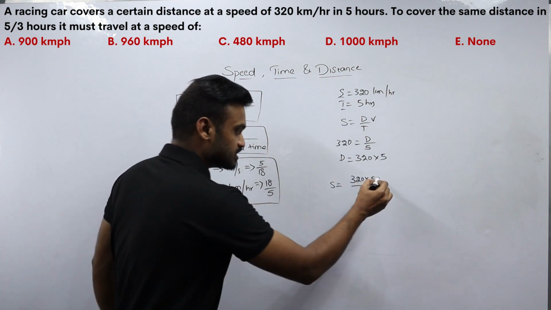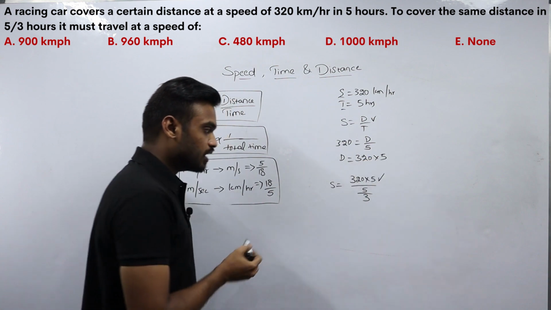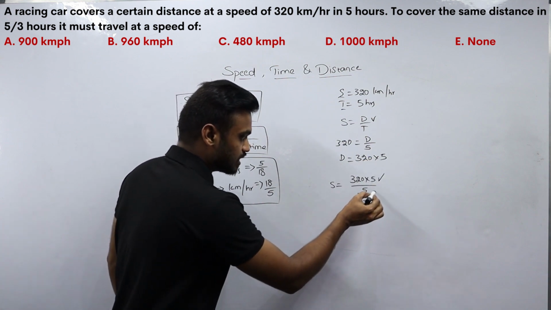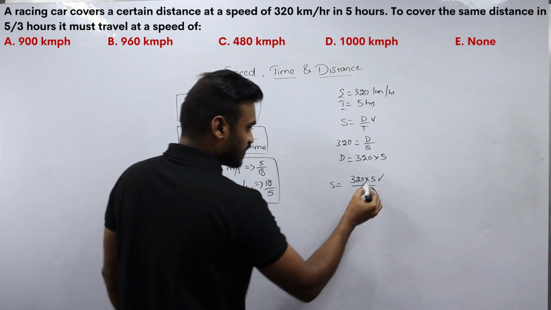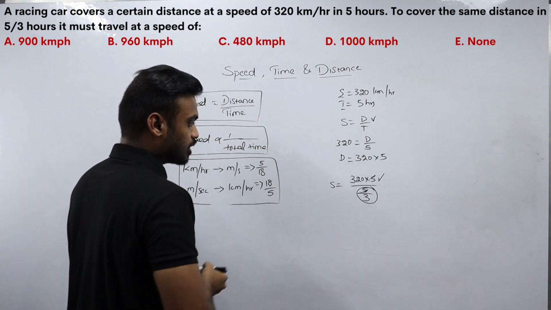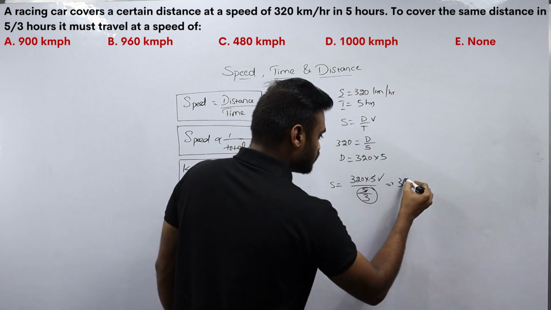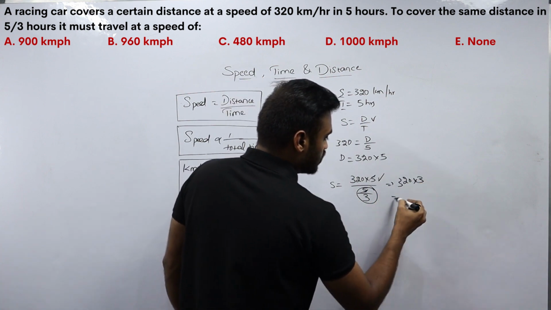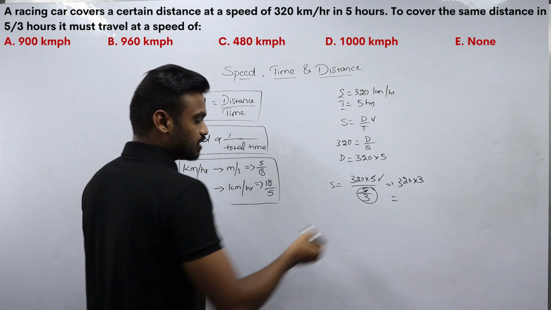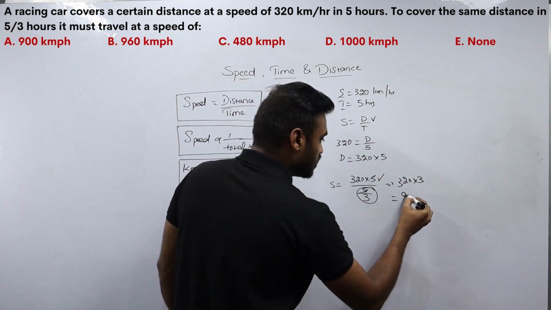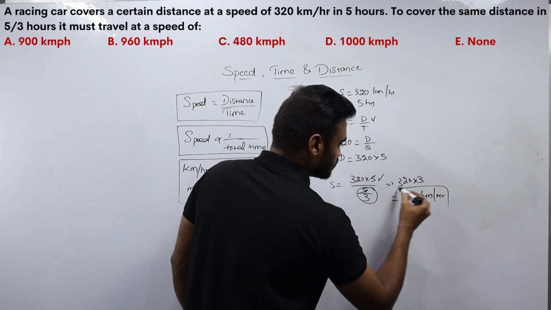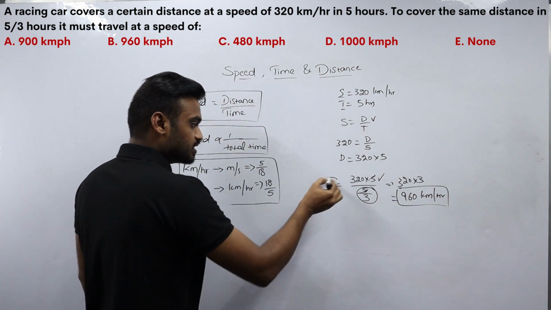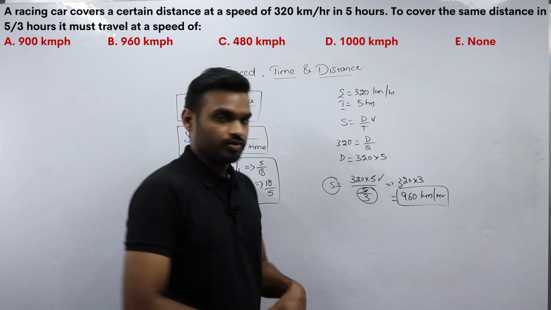So here the distance is the same, 320 into 5, and the time taken is 5 by 3 hours. Now 5 and 5 will be cancelled and 3 will go to the top. So I will get 320 into 3. 300 into 3 will be 900 and 20 into 3 will be 60. So 960 km per hour. So the required speed is 960 km per hour.